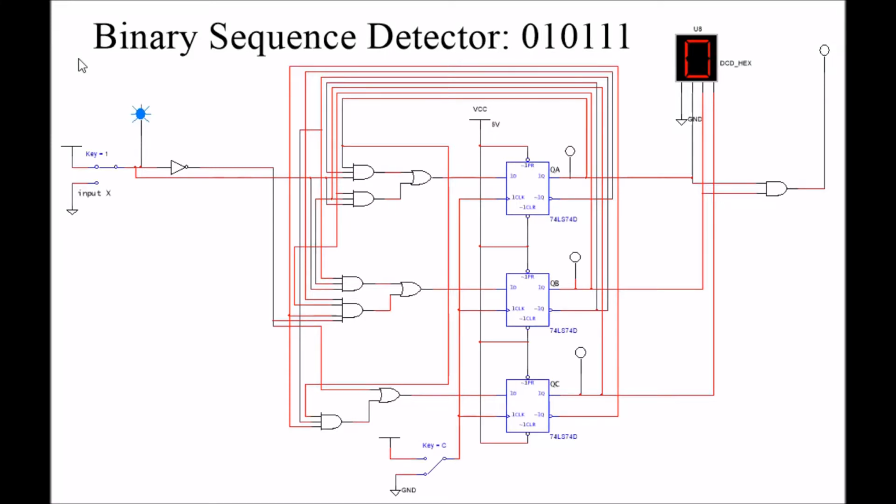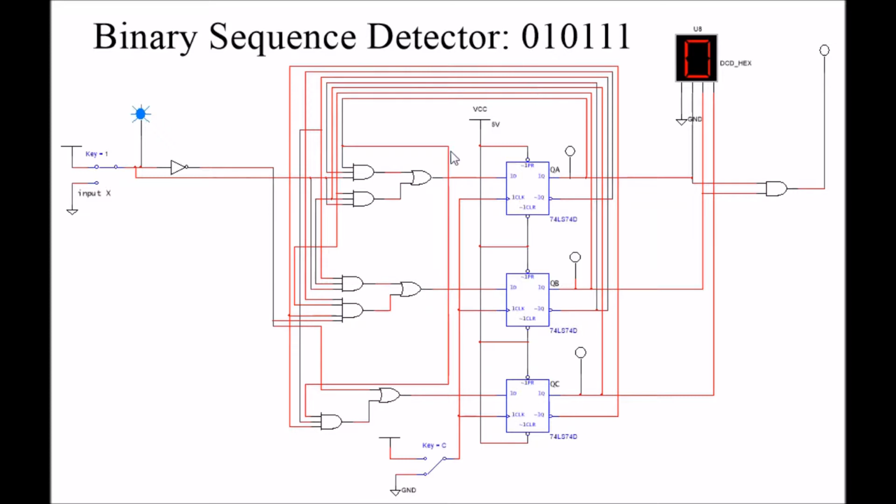You are going to use a state machine to design and implement in Multisim a binary sequence detector. And here's what mine looks like. My binary sequence detector is looking for the binary sequence 0101111.